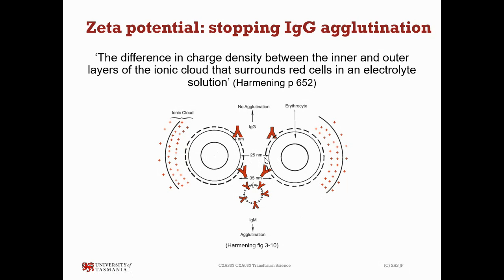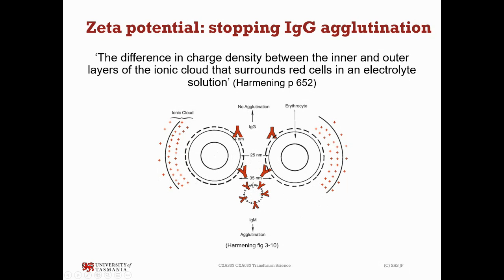Okay, and if we want to get red cells to agglutinate, we need to overcome that zeta potential. And there are a number of ways that we can do that in vitro, but in vivo, the only way that it's done is IgM antibodies. Okay, so they are just naturally able to bridge that gap because they are 35 nanometers in diameter and that gap is 25 nanometers.